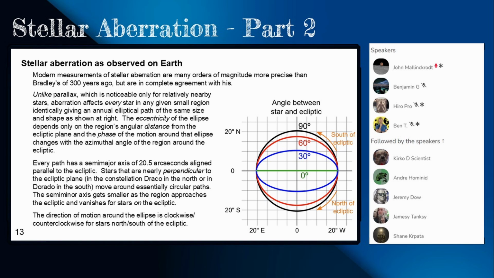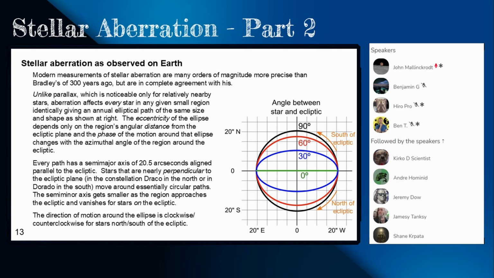But the difference that relativity makes makes no difference in the measurements. There's no detectable difference in aberration between the relativistic explanation and Bradley's explanation. They're both identical at the level of even modern measurements.